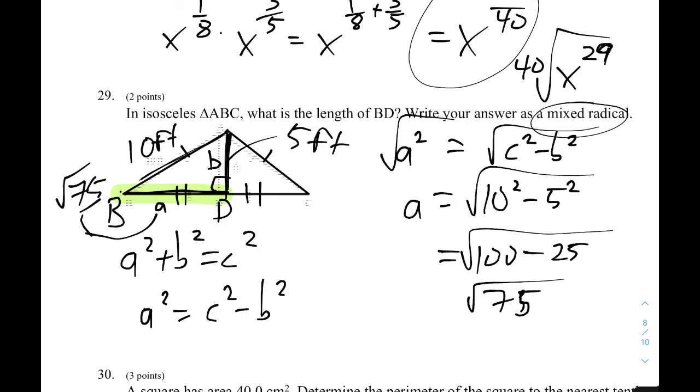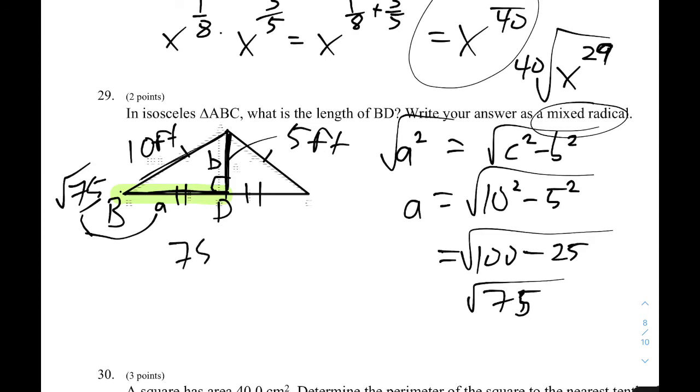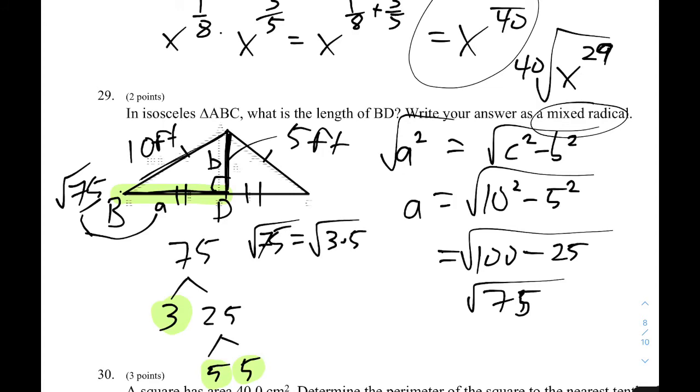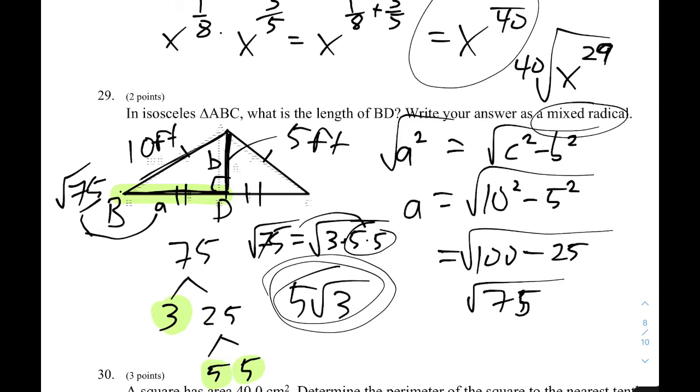But it asks us for a mixed radical, so we need to go one more step. So we need to factor 75. 75 is 3 times 25. 25 is 5 times 5. So we've got our 3 prime factors. So root 75 is the same as root 3 times 5 times 5. This is a pair, it can come on out. So that's 5 root 3. So our answer will be that the length from B to D is 5 root 3. And I guess it would be feet long.